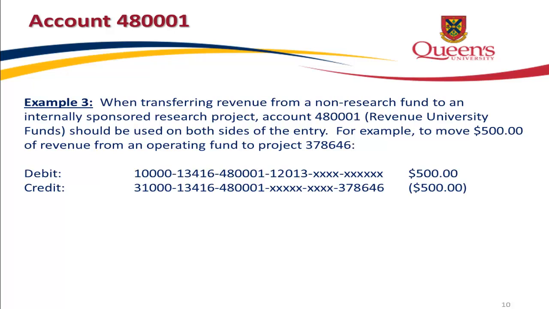Example number 3 reflects a transfer of internal revenue from a non-research fund to an internally sponsored research project. You will notice account 480001 is used on both sides of the entry so that the transactions net to zero. In this example, revenue is being moved from the operating fund to research project 378646. Since revenues are recorded as credits in the general ledger, you will notice project 378646, which is receiving the revenue, reflects a credit amount, while the operating fund, which is providing the revenue, reflects a debit amount.